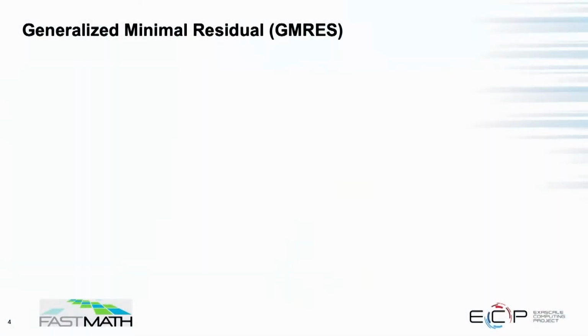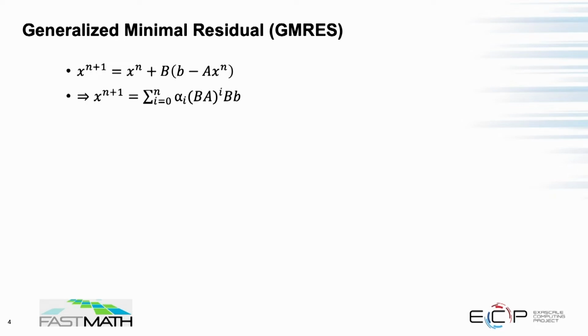Now let's actually look at some Krylov solvers. Let's consider the iterative step as we had it written before. We have an initial guess, then we add in some preconditioner times our residual. Now if we start with n equals 0 and keep iterating, we can rewrite this equation as a linear combination of these vectors. If we look into this in more detail, we can see that we have these polynomials, B times A to the power of i, times our vector, our preconditioner times our right-hand side.